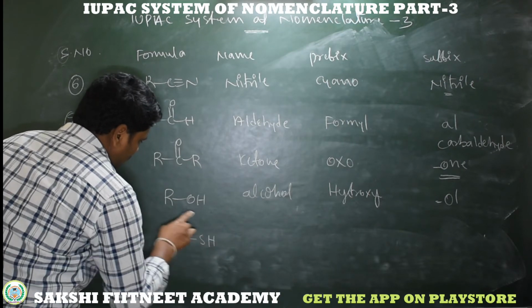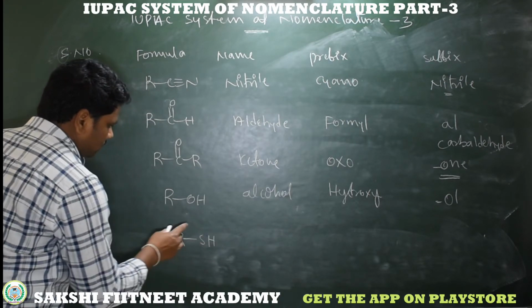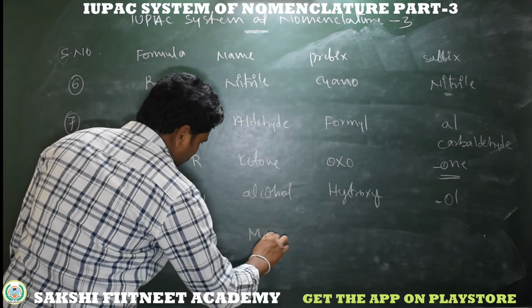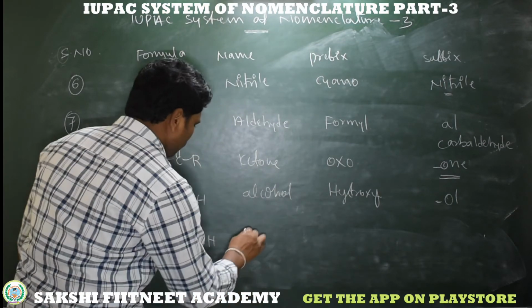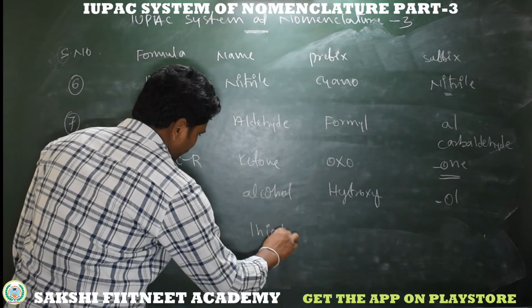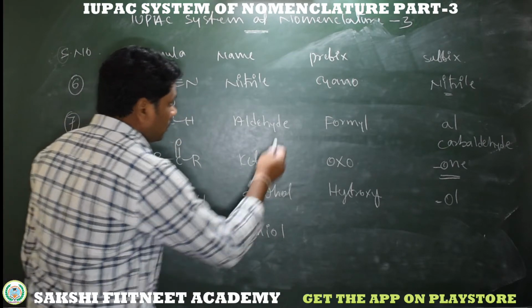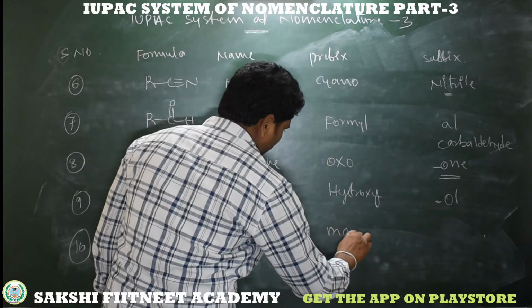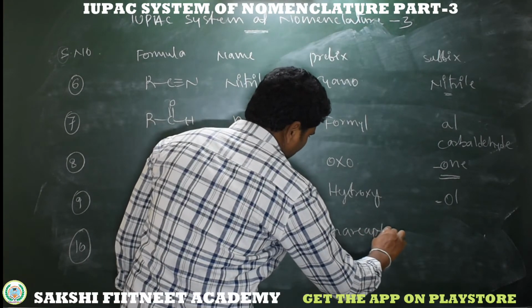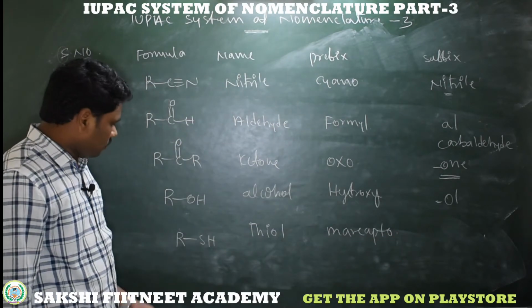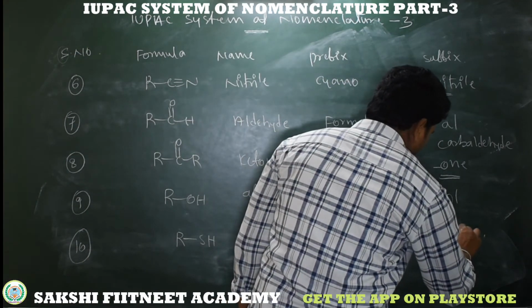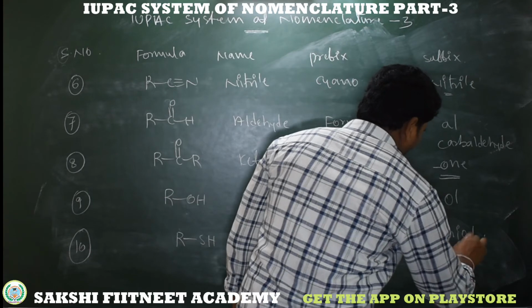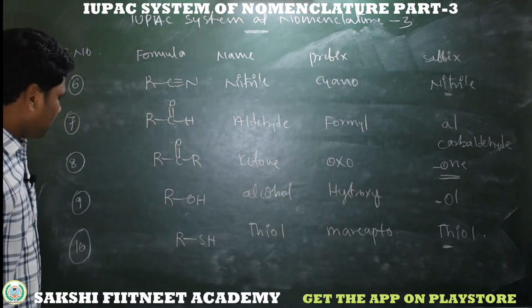Then the tenth priority goes to mercapto. Here, instead of oxygen, we are writing S. Actually, the functional group name is thiol. Prefix becomes mercapto. And what about the suffix? It's thiol. So this is the tenth priority group.